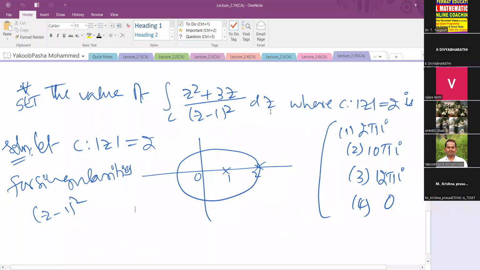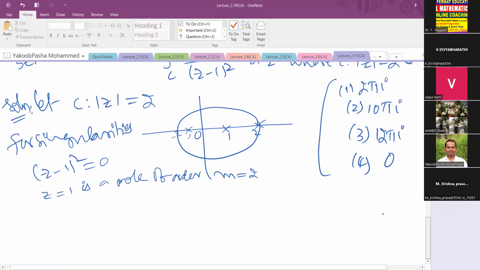Z minus 1 dz, where C is the circle modulus of z equal to 2. First, we take the circle modulus of z equal to 2, a circle with center at origin and the radius is 2 units. Here 1 is inside, and this is 2, minus 1, minus 2. So z minus 1 whole square equal to 0 means z equal to 1 is a pole of order m equal to 2.